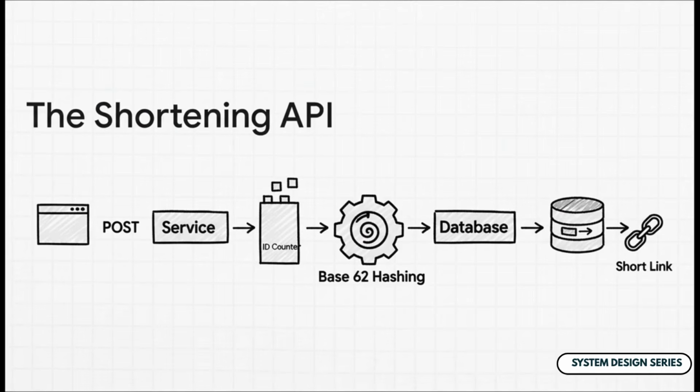Okay, let's follow the data. This whole process is what we call a write operation. We're writing new data to our system. So you send a request with your long URL. Our service then grabs a brand new, unique ID, does that base 62 magic we just talked about, and this is the most important part, it saves the mapping. It says, hey database, remember that this new short link goes with that original long one. Then it just sends the new short link back to you.